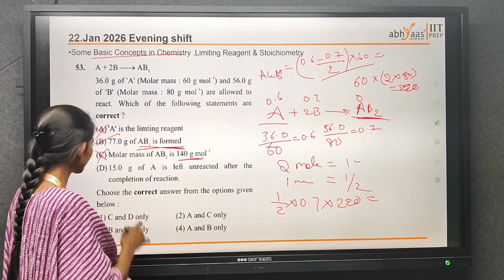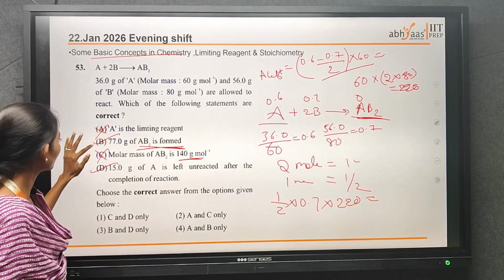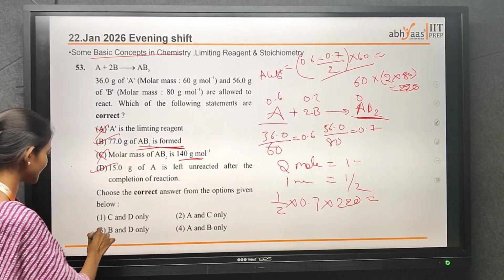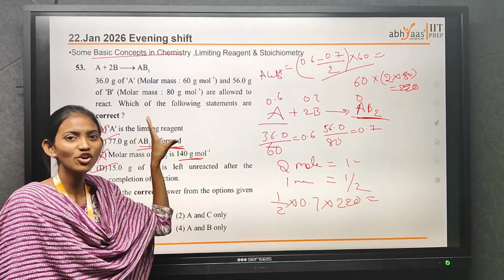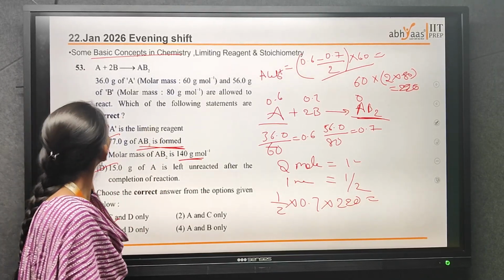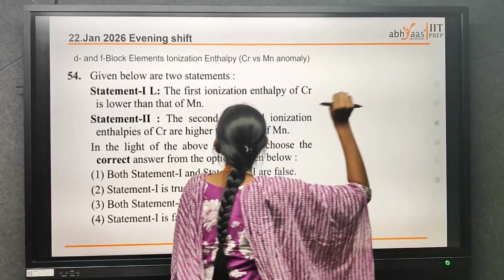Right? So this is also correct. Then the correct statements will be B and D. What is the option here itself? 3, a moderate one, and you need to apply the stoichiometric basic concepts. Moving on to the next question, the 54th question.